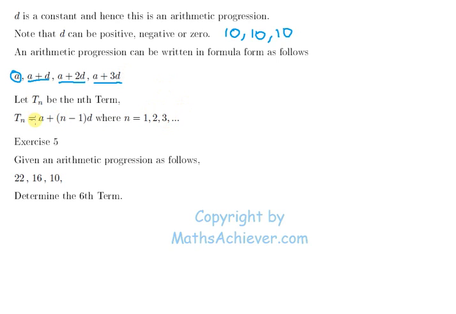Now let's let Tn be the nth term. So Tn would equal A plus (n minus 1) D, where n is 1, 2, 3 and so on. Okay, so this is the formula for an arithmetic progression. A being the first term, n being the nth term, and D being the difference. N is actually the number of terms.